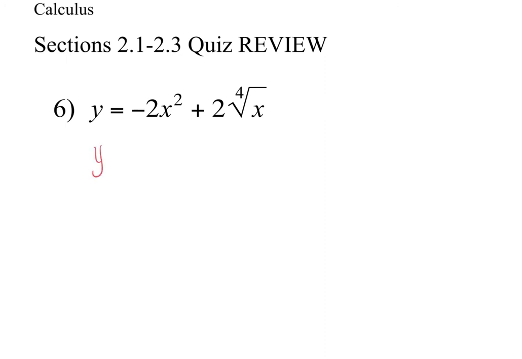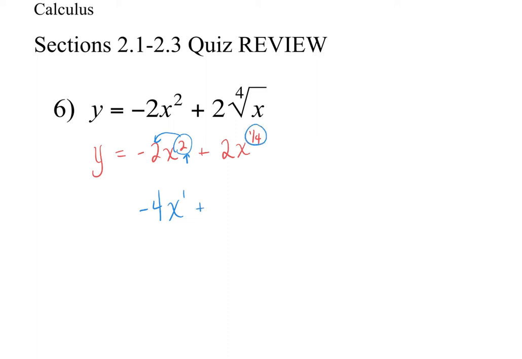The first thing I would actually do here is I would rewrite it. So this is the same. I would rewrite this to 2x to the 1/4. And then you can just use your exponent. Multiply by the exponent, so that's -4. Subtract 1 from the exponent, that is 1.